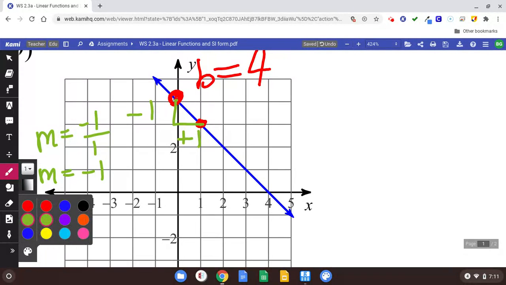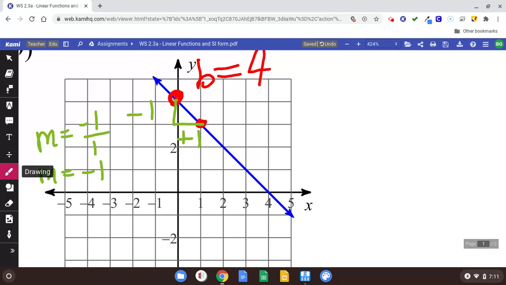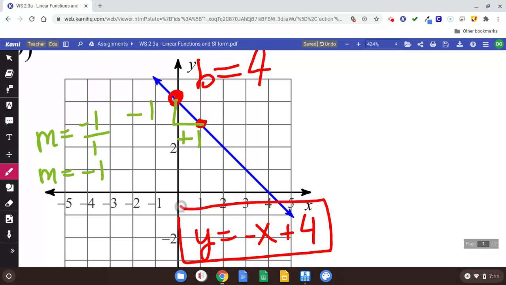So then, my equation is going to be y equals -1x plus 4. A -1x, we don't usually say -1x. We can reduce that and say -x plus 4. So instead of saying -1x plus 4, we just say -x plus 4.